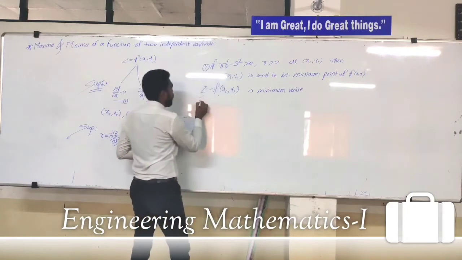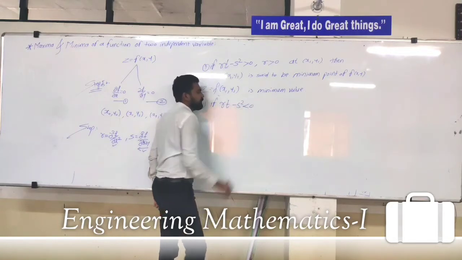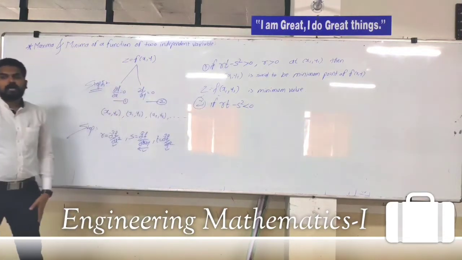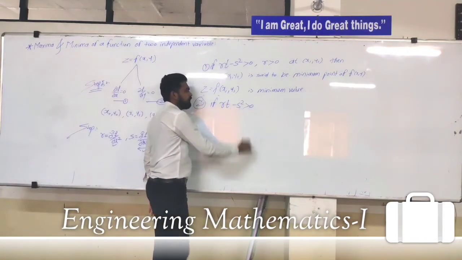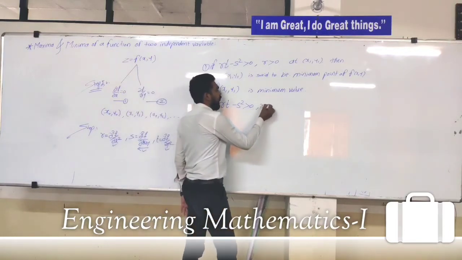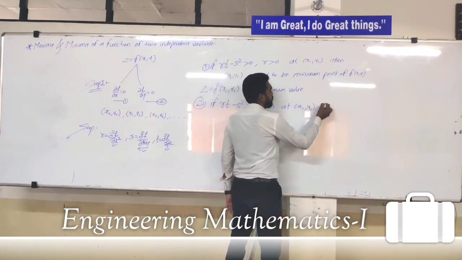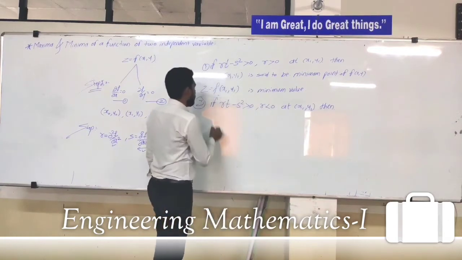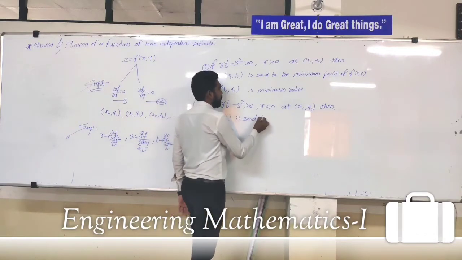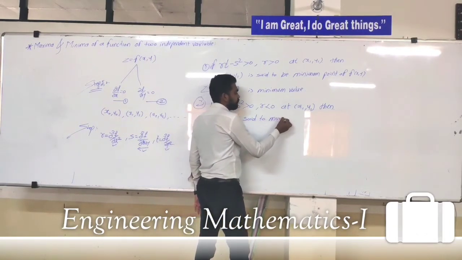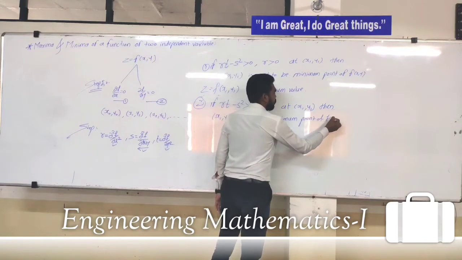Is a minimum value. And second, if rt minus s square is greater than 0, and r less than 0 at x1 y1, then x1 y1 is said to be a maximum point of f of x1.